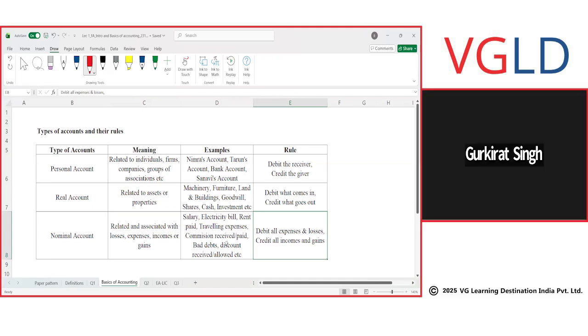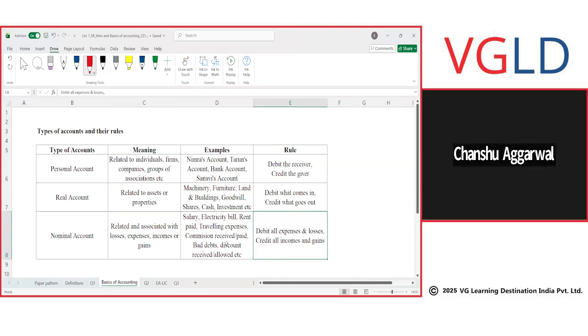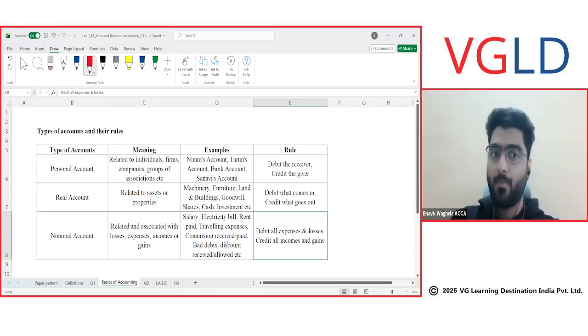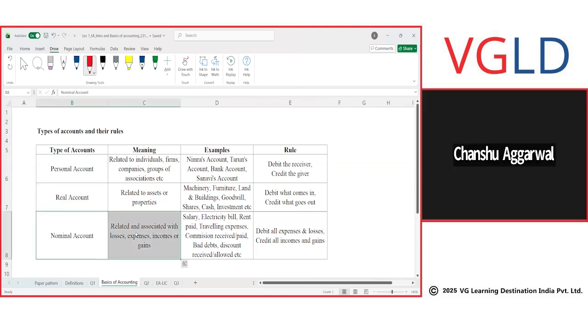Any questions, guys, so far? Personal, real, and nominal? So I want to ask, nominal account hits majorly P&L and personal and real accounts hit the balance sheet. Balance sheet, perfect. Personal and real hit the balance sheet. Nominal is P&L. Perfect.